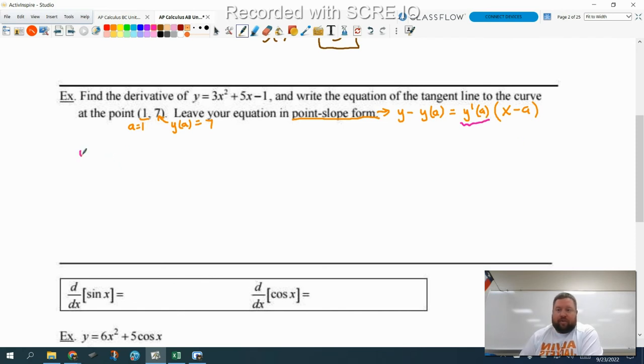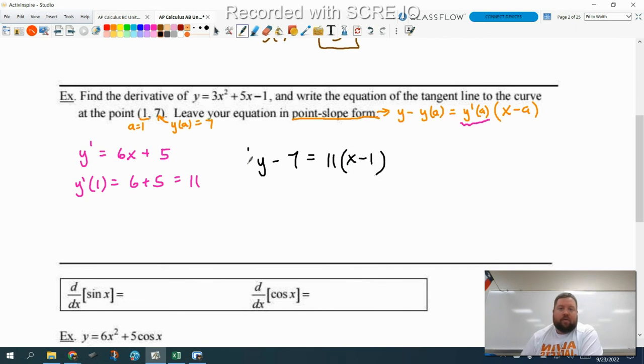So we need to take the derivative of this, y prime is equal to 6x plus 5. And then we plug in a, which is 1. So y prime of 1 is equal to 6 plus 5, which is 11. Plug everything in, and we're done. y minus 7 is equal to 11 times x minus 1. And we leave it there. This is like a safe stopping place. We don't want to go to slope-intercept form unless it's a multiple choice question and it's forcing us to do that. Any free response, you're just going to leave it there.